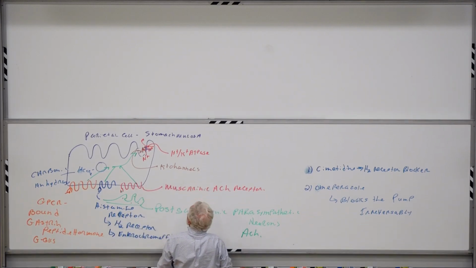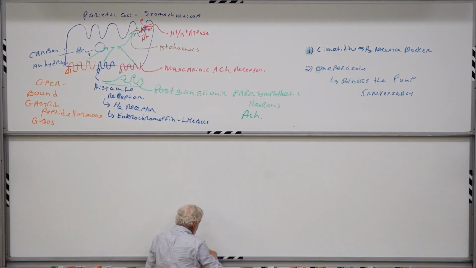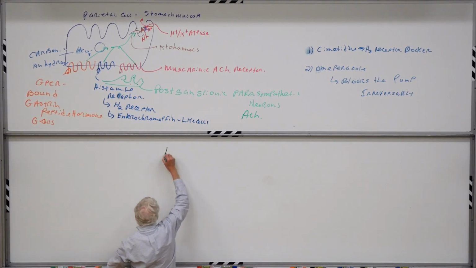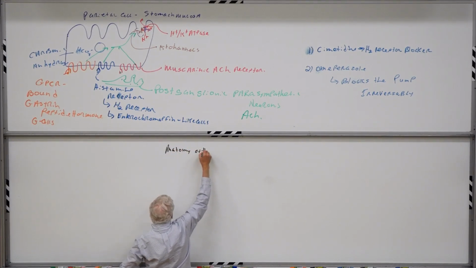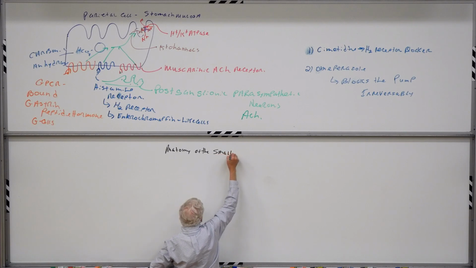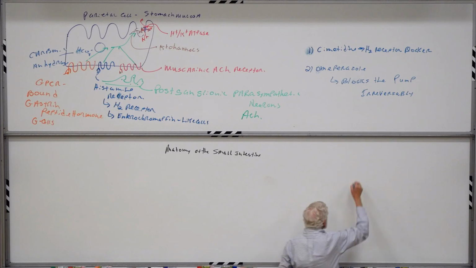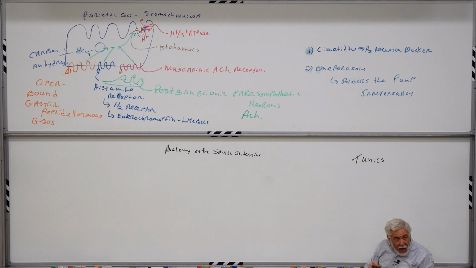Let's take a minute then, though, and talk about the anatomy of the small intestine. We'll begin over here with the idea of the tunics. And wherever you look along the length of the small intestine, even the large intestine, you find the same organization of tunics. And this will be reminiscent of what we talked about yesterday in the stomach.